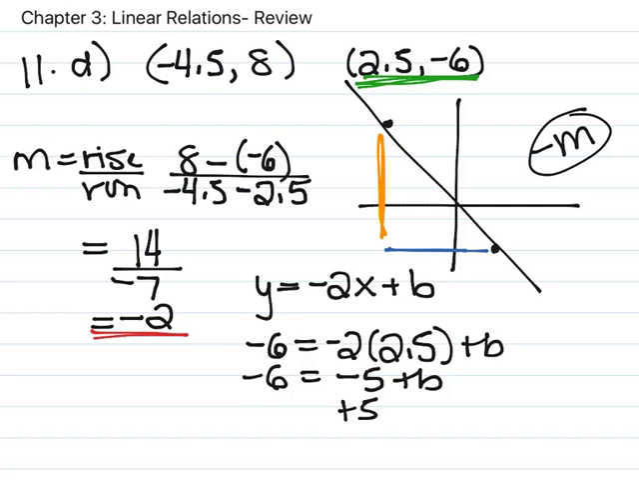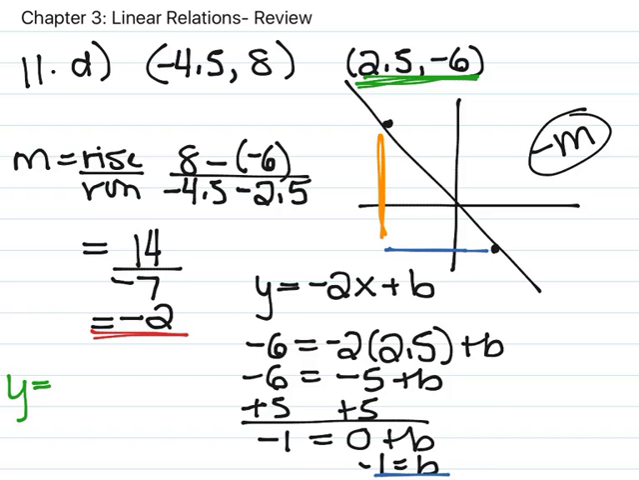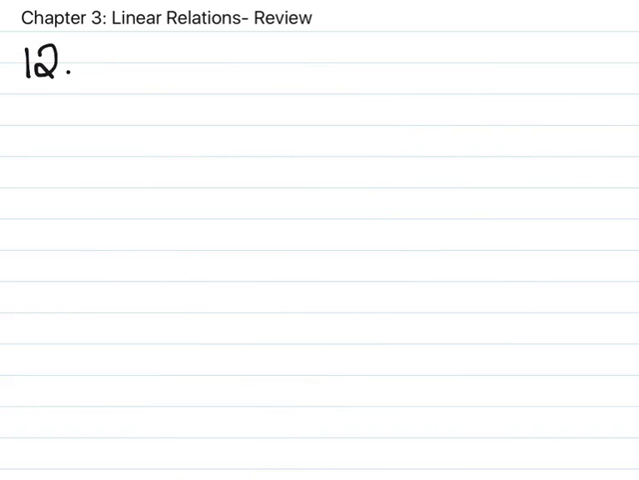So we're going to add 5 to both sides. So we're going to have negative 1 is equal to 0 plus b. So negative 1 is equal to b, which is that one. Then you write out your equation, which is y is equal to negative 2x minus 1. Again, remembering your signs, that one came from there, and this one came from down over here. Don't forget your signs. It's important.